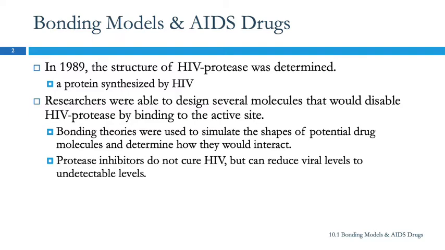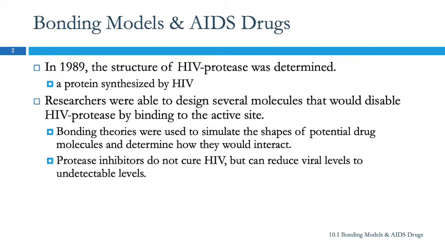And after determining the structure of that, researchers were able to use bonding models to develop several different molecules that would block the active site of that enzyme, essentially shutting it down. And they could do this because they could predict the shapes of molecules and how they would interact with the active site of this enzyme.